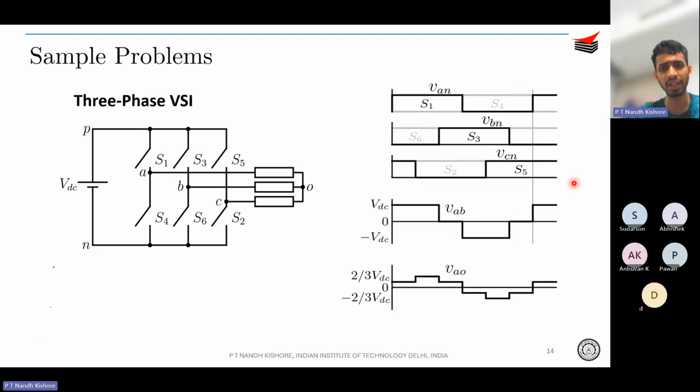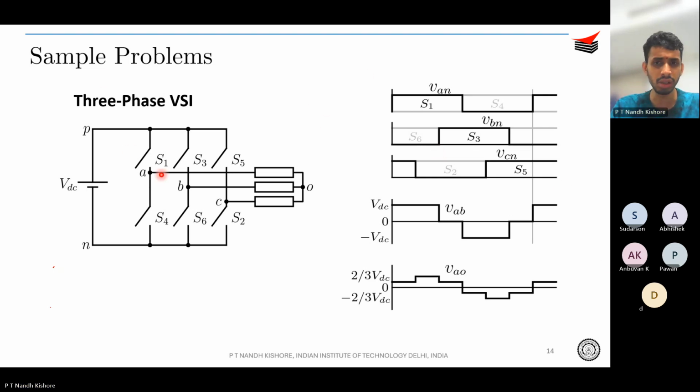The waveform is something like this, correct? Initially S1 will be on from 0 to 60 degrees. Then at 60 degrees, the first switching will happen. Then 60 to 120, you have another state. 120 to 180, you have another state. Similarly, 180 to 240, 240 to 300, then 300 to 360 finally. This is how you switch the devices.